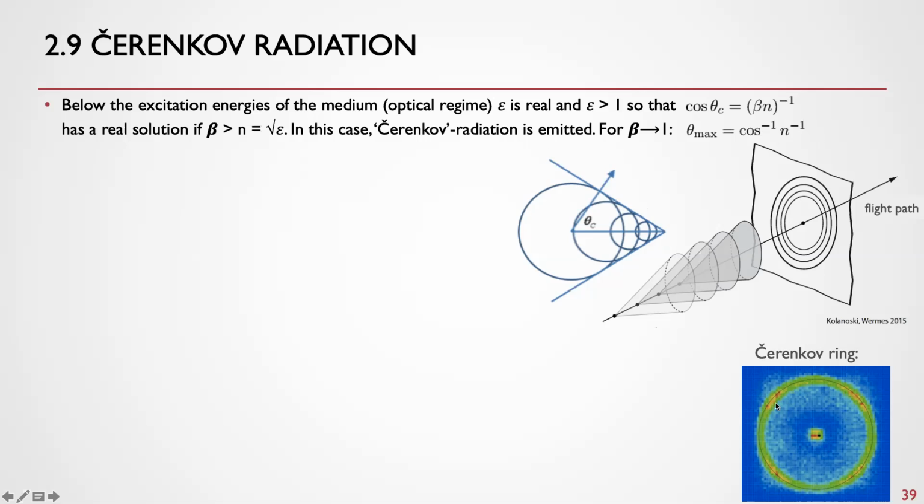Below here is a beautiful image of a Cherenkov ring. A charged particle, I think it was a proton, went through a short strip of material. I believe in this case it was silicon, and produced a beautiful ring of Cherenkov radiation that was recorded here with a very fine grid of photosensitive sensors.